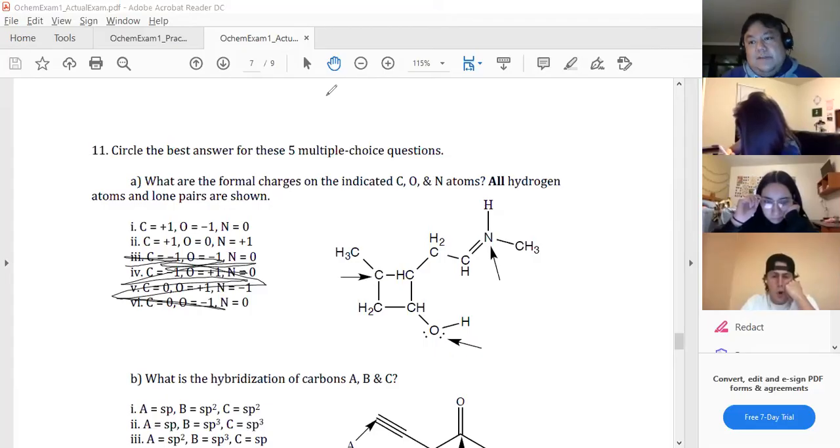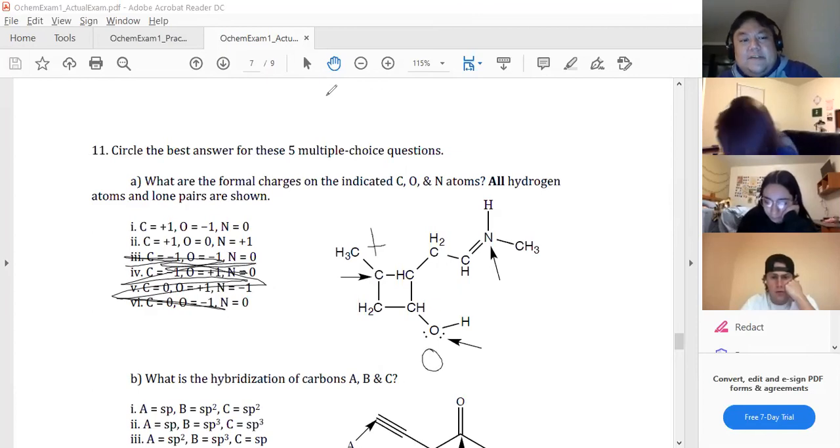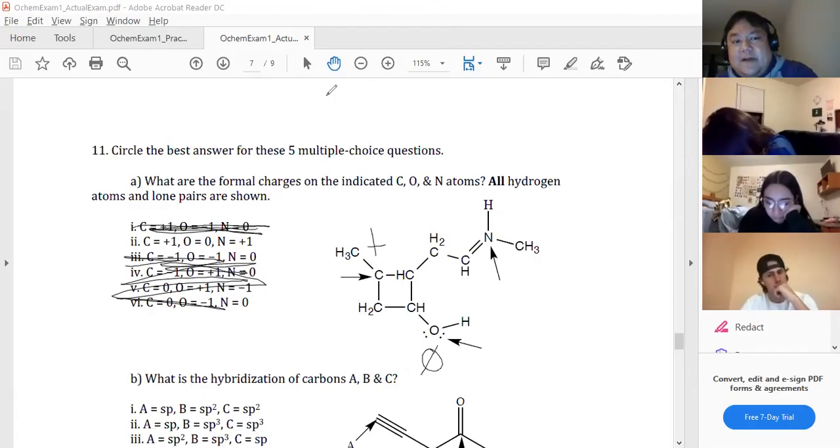If oxygen has 2 bonds and 2 lone pairs, what's its charge? It's going to be zero. Oxygen wants to have that, so that eliminates this one. And just to double check, nitrogen with 4 bonds and no lone pairs is in fact positive. So 2 is my answer.